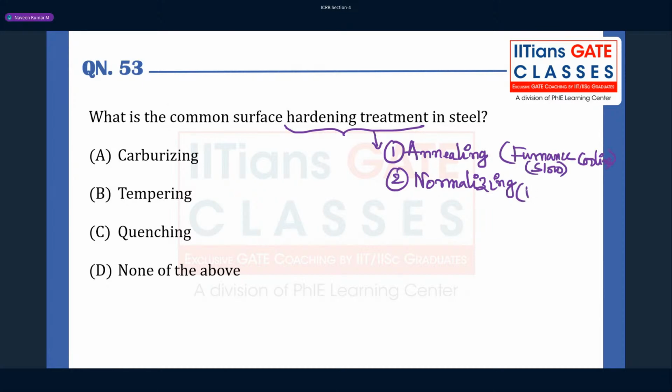And normalizing is fast cooling. Air cooled, ambient cooling. Next is hardening. This is what they're asking about. In hardening, there are so many ways you can do the hardening. It's about infusing carbon into the material. How we are infusing carbon into the material is what is called hardening.